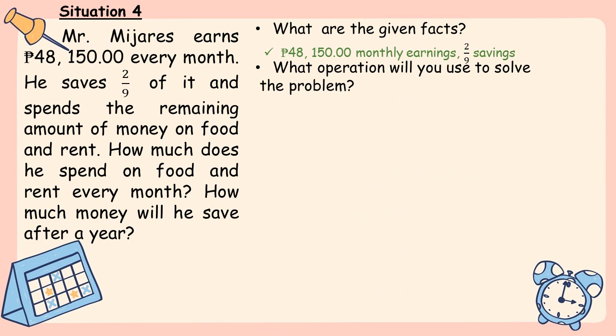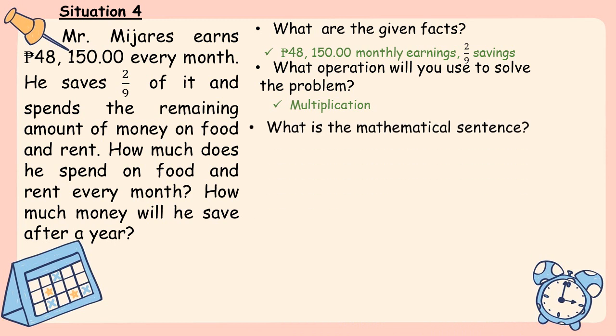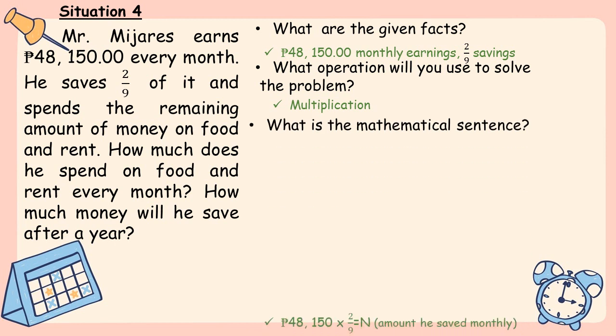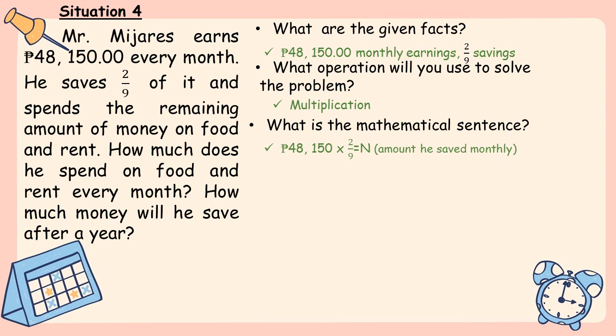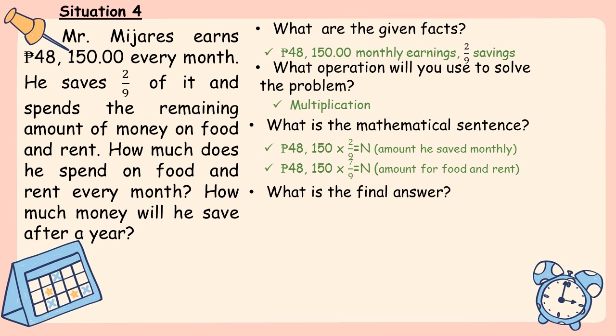And what operation do you think will be used to solve the problem? We can apply multiplication in this problem. Okay, so what is the mathematical sentence? Here it goes. The first thing that we are going to do is to multiply the earnings, which is 48,150 pesos times 2/9, which is the amount that he saved monthly. And the amount for food and rent, which is 48,150 times 7/9. So what is the final answer?